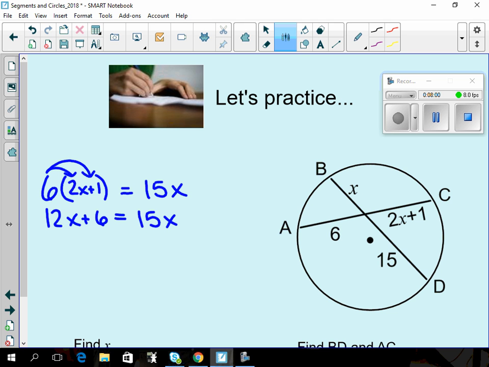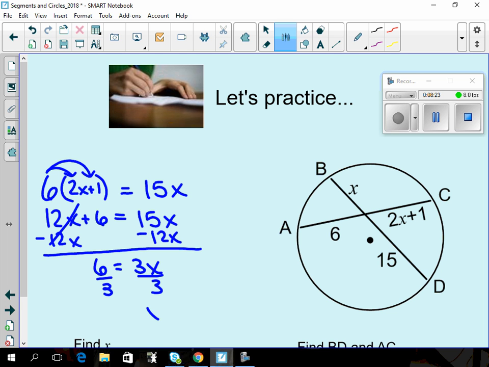Now what? Subtract 12x. I think you should subtract the 12x, because if I subtract 15x, I have nothing left over there. So we don't want that. And then I divide by 3, and I get x is equal to 2. Right? I could find the lengths if I wanted to.